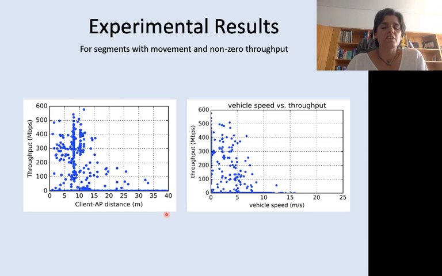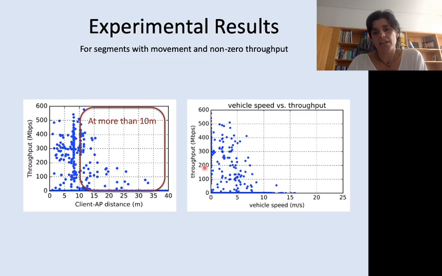Here you can see our initial results after some pre-processing. We chose pieces of the trajectories where the car was moving and the throughput was non-zero. You can see on the left that the throughput can easily reach 500 megabits per second, and it can also do this for distances larger than 10 meters.